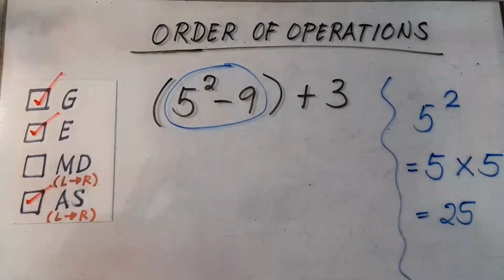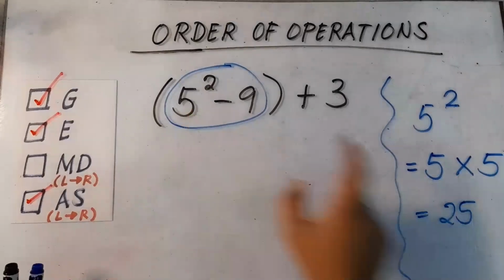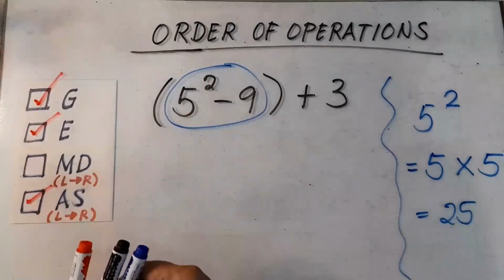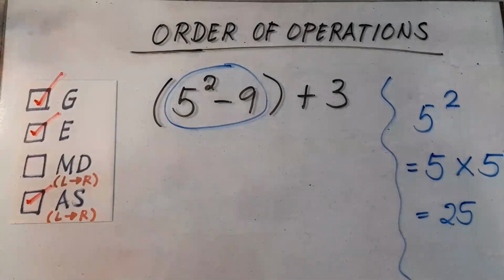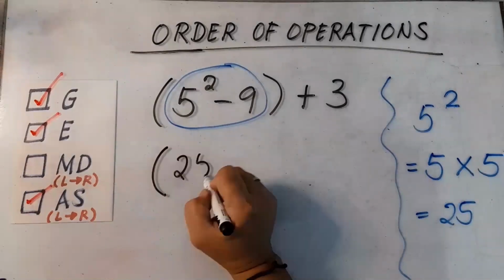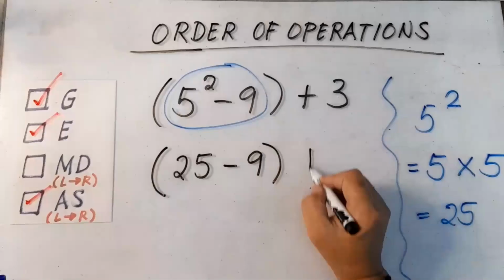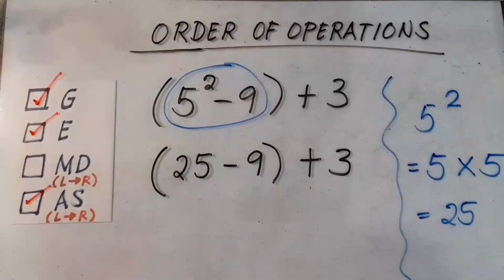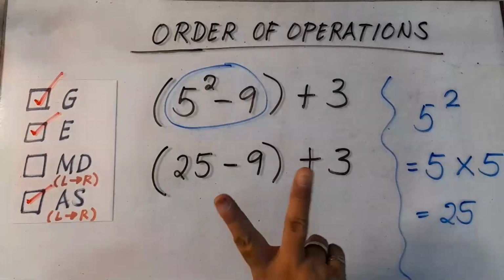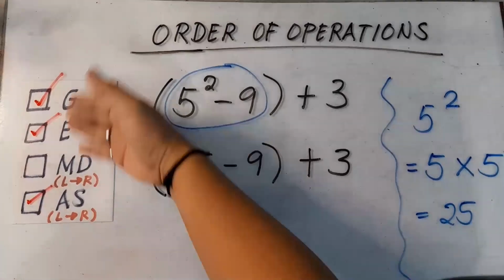Okay? So, we can now replace 5 squared with 25. So, in that case, nagawa na natin yung exponentiated value natin. So, we will have now the quantity 25 minus 9. Then, copy plus 3. Okay. Now, ilang operation na lang ang involved? Meron na lang tayong 2. Subtraction and addition. Tignan uli natin yung checklist natin.